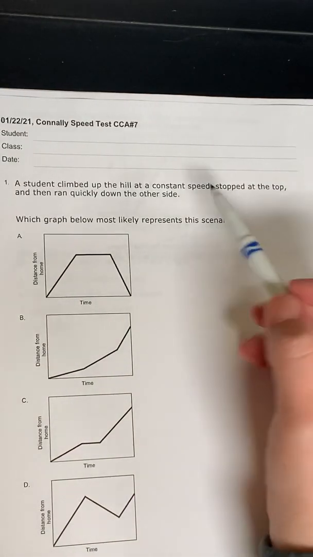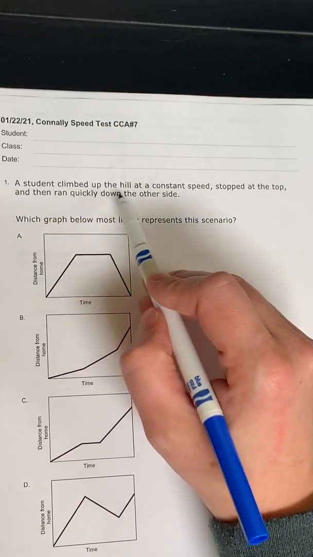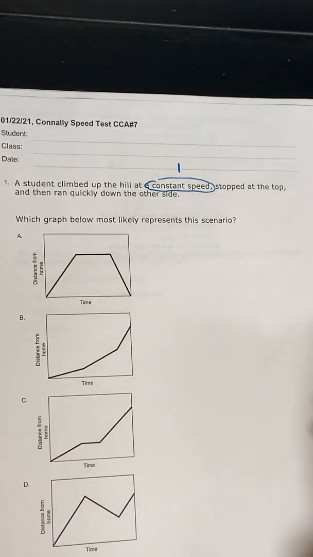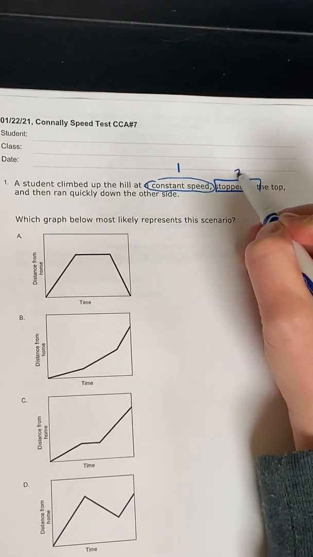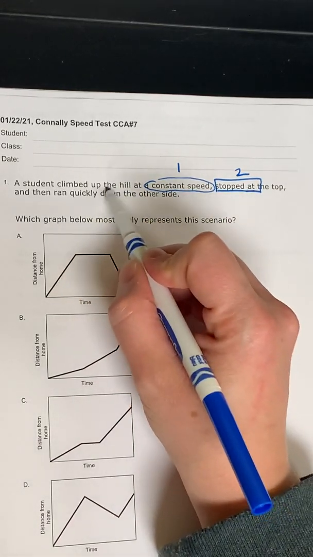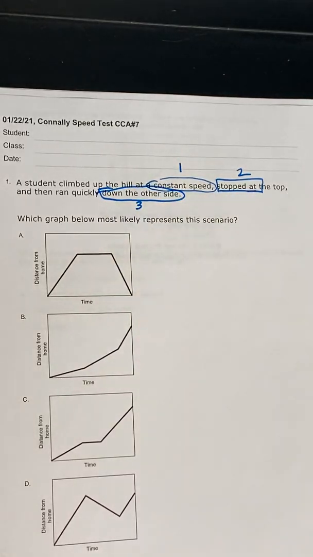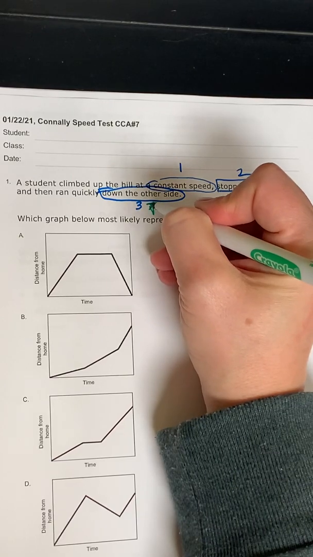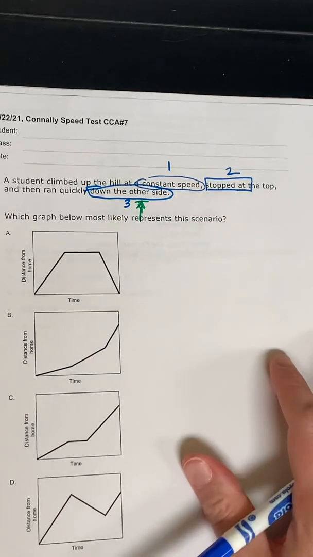What I would like to do is identify the information it gives me. A student climbed up a hill at a constant speed. That's what he did first. He stopped at the top. That's what he did second. And then ran quickly down the other side. That's what he did third. But I would like to highlight that it says other side. That's really important, and I'm going to show you why.